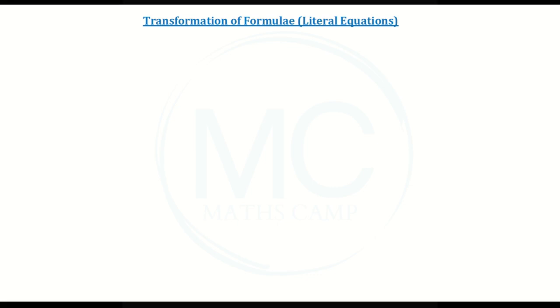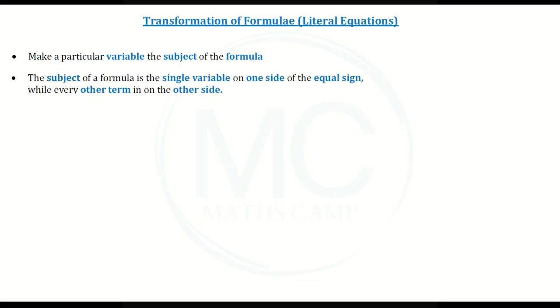Hi, in this video, we are going to look at how we go about transforming formulas. When transforming a formula, we make a particular variable the subject. The subject of the formula is a single variable on one side of the equal sign, while all the other terms are on the other side.